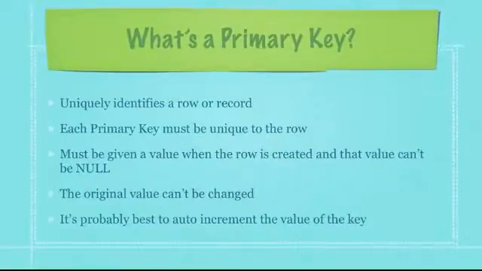Now each of the students is going to have what I call a primary key, and let's just go over briefly exactly what a primary key is and some rules about them. They're going to be used to uniquely identify a row or a record, or student information in this situation. Each primary key must be unique to the row. It must be given a value when the row is created, and that value cannot be null. That original value cannot be changed, and it's probably best to auto increment like I just showed you.